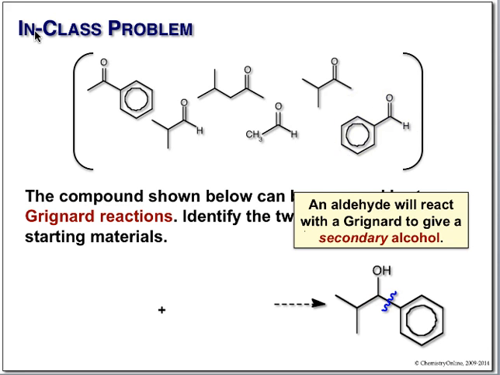It's a secondary alcohol, so we're looking up top for an aldehyde, aren't we? The aldehyde must have this isopropyl group attached to one side. As we look at our selection here, this aldehyde seems to work.